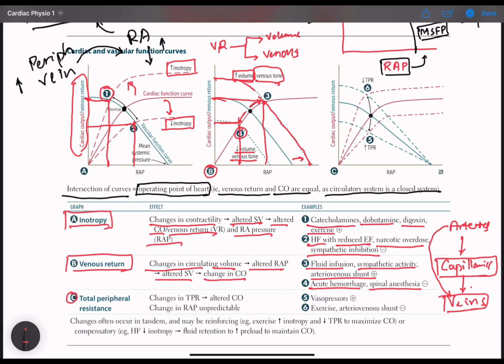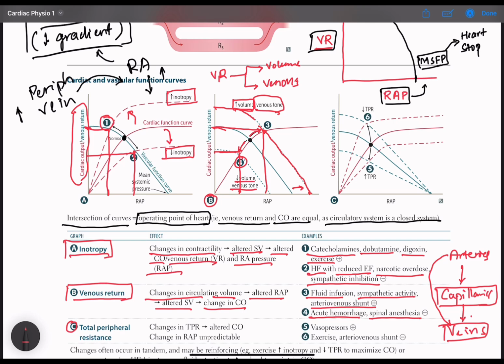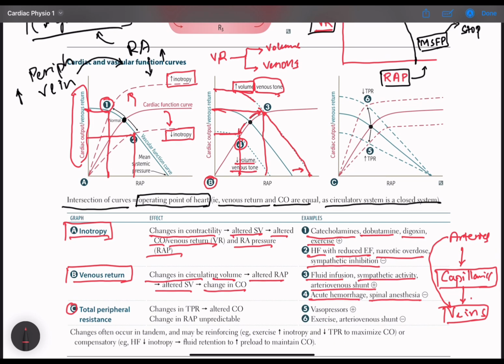And at last, the C, we have the total peripheral resistance. So what does total peripheral resistance do? It doesn't change the mean systemic filling pressure. It just shifts the curve, but doesn't change the mean systemic filling pressure. The mean systemic filling pressure is dependent on venous return, which is dependent on the volume of blood or the fluid within the body, and the venous tone. Since TPR doesn't affect volume and venous tone, we have a constant mean systemic filling pressure. It only changes the curve.